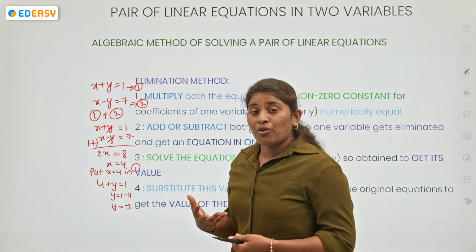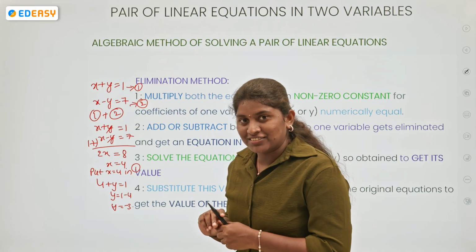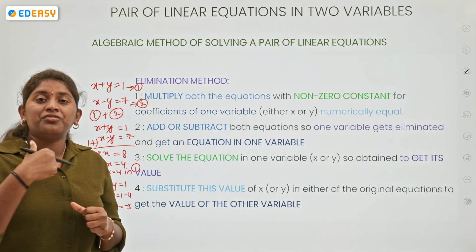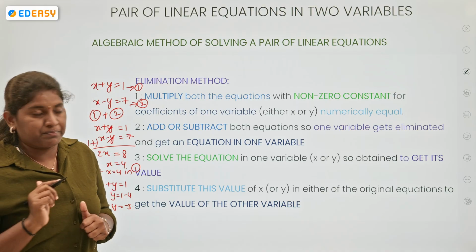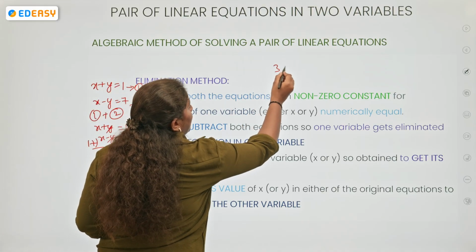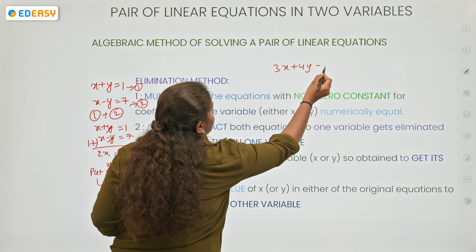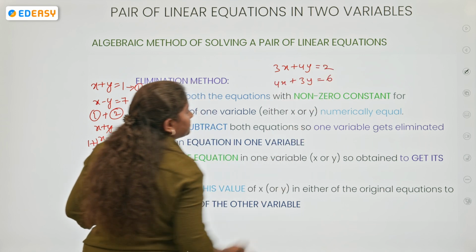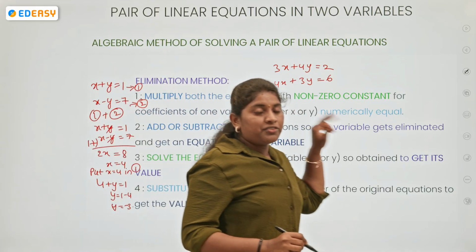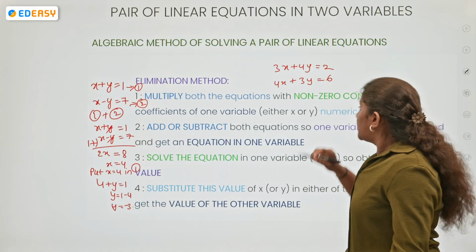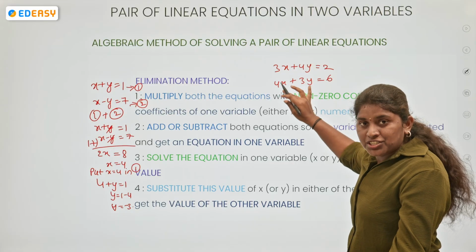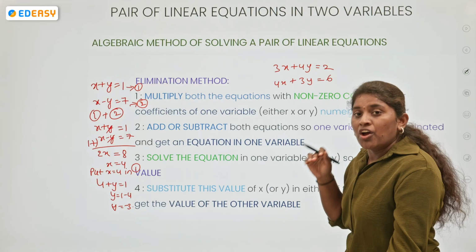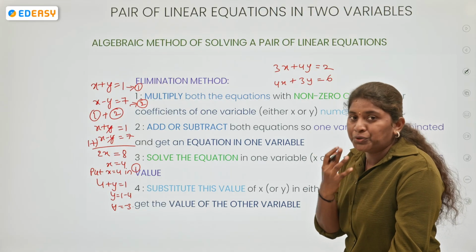What if I don't have a direct addition or subtraction? In that case, we have to make the coefficient of one of the variables the same. For example, suppose I have 3x plus 4y equals 2 and 4x plus 3y equals 6. Those two are my pair of linear equations. Now you have to make one of the coefficients the same. You can make the coefficient of x the same or the coefficient of y the same. It is up to your wish.